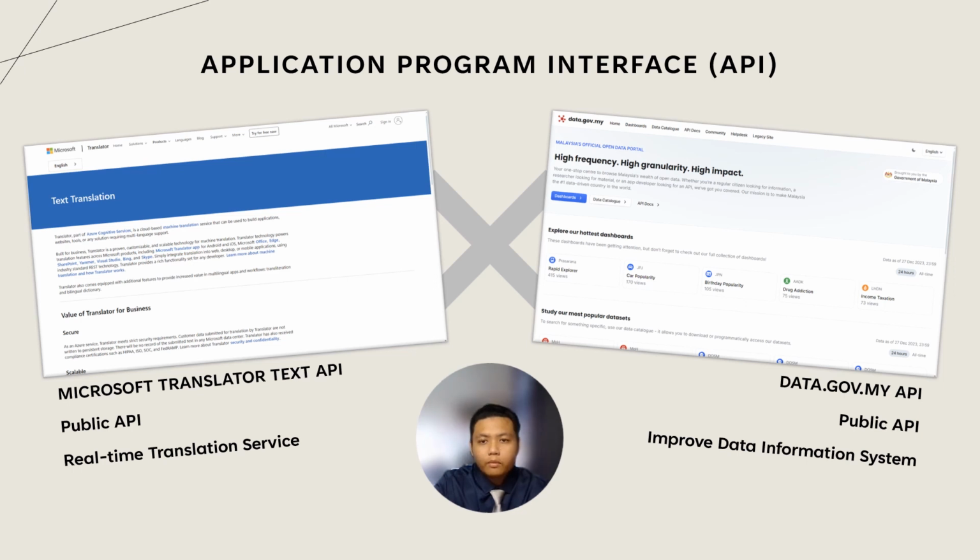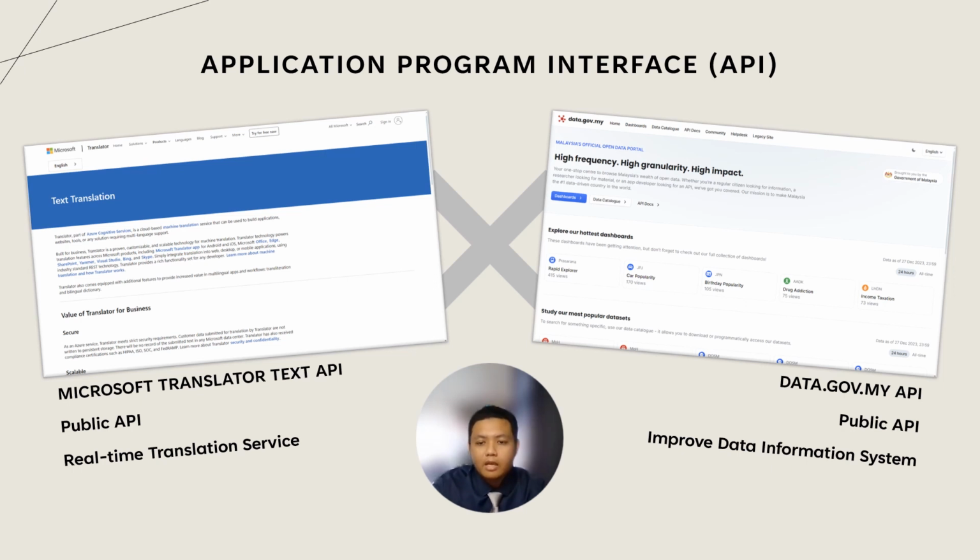Okay, the APIs that we have chosen for the MBKT system are the Microsoft Translator Text API and the data.gov.my API. Both of these are public APIs, which the programmer or the team of developers can easily access. For the first API, Microsoft Translator, it provides real-time translation service. Although the MBKT website itself has features to turn the website fully into, as an example, Bahasa Malaysia, this API provides real-time translation, which allows the user to use them easily.